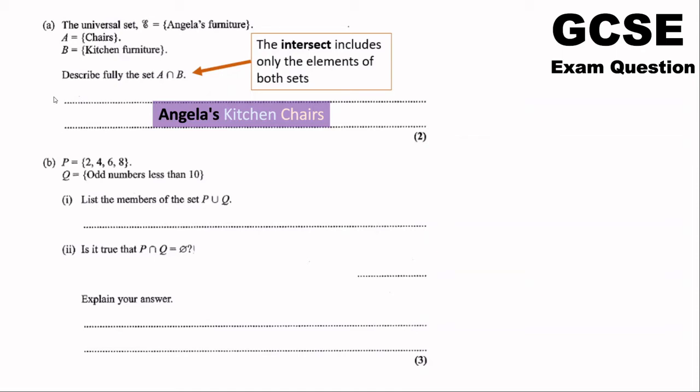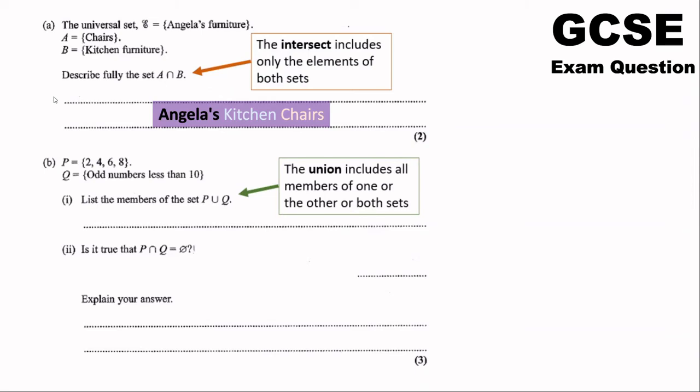So let's list the members of the set P union Q. Remember, the union includes all of the members of one set or the other set or both sets. This is the unified team of everything in Q and everything in P. So I would list all of the elements of P, and I would list all of the elements of Q. So P, I've got 2, 4, 6, 8 in red, and Q, I've got 1, 3, 5, 7, and 9.